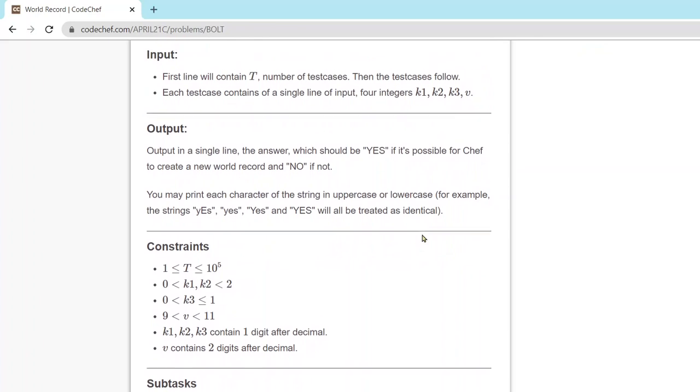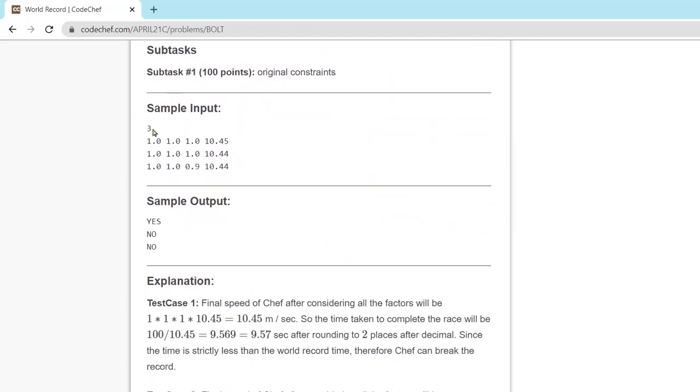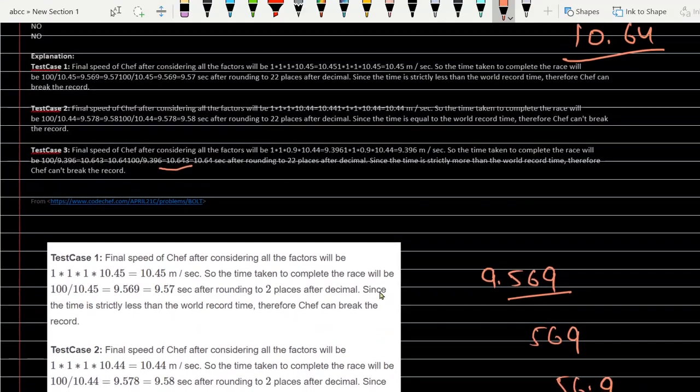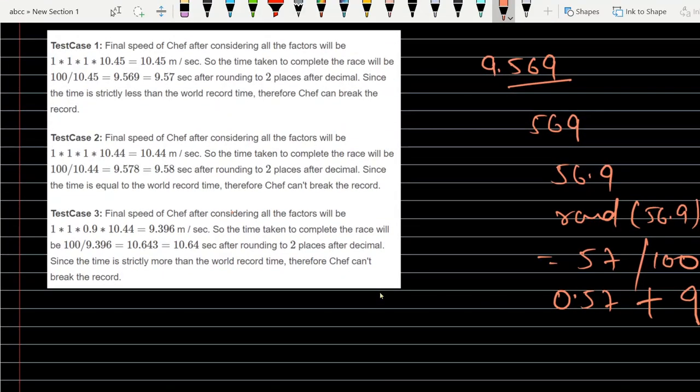If we look at the test cases here, there are three test cases. In the first one, K1 is 1, K2 is also 1, K3 is also 1, and then V is 10.45. So the speed will be 10.45 meters per second. Now if we look at the first test case, the final speed of the chef will be 10.45 meters per second.